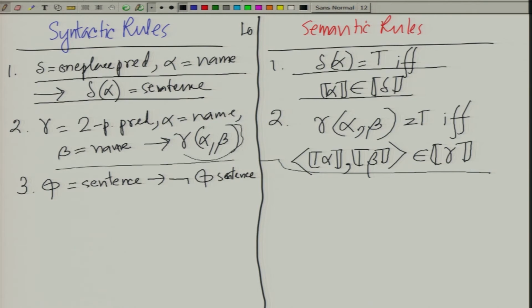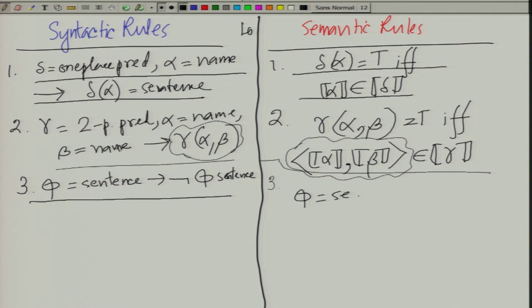Here there is a rule for constructing gamma alpha beta, and here is a rule that assigns the truth value to this construction. So, it states the truth conditions for this construction, and 3 corresponds to this rule, semantic rule 3, which says that if phi is a sentence.